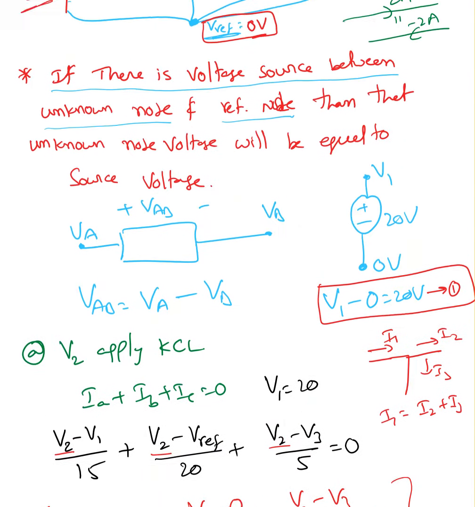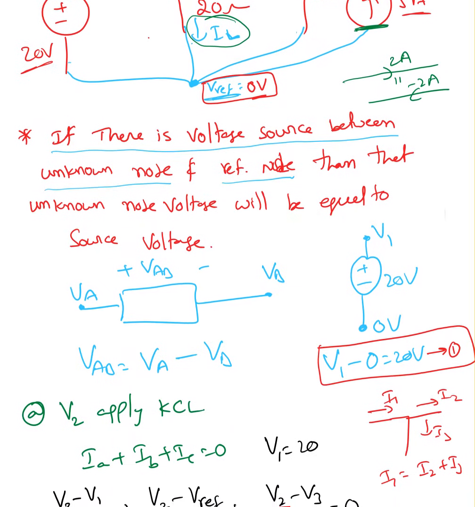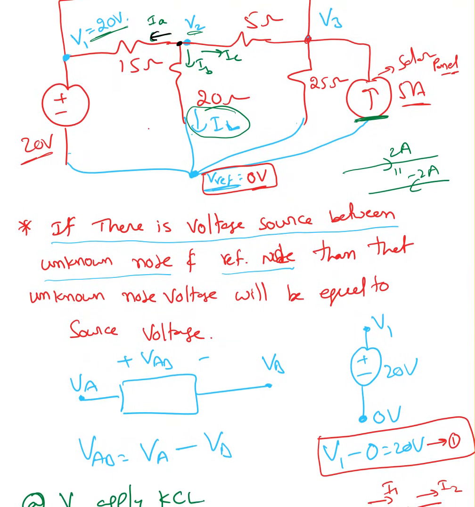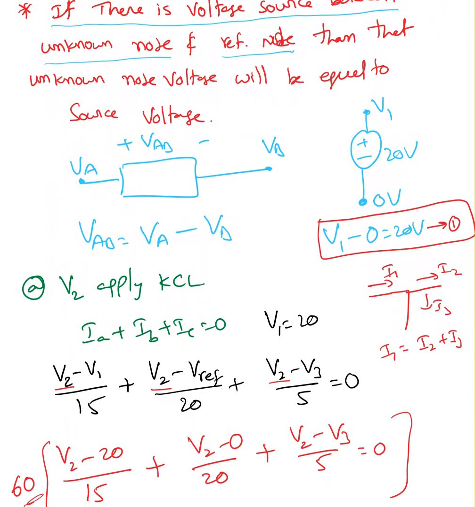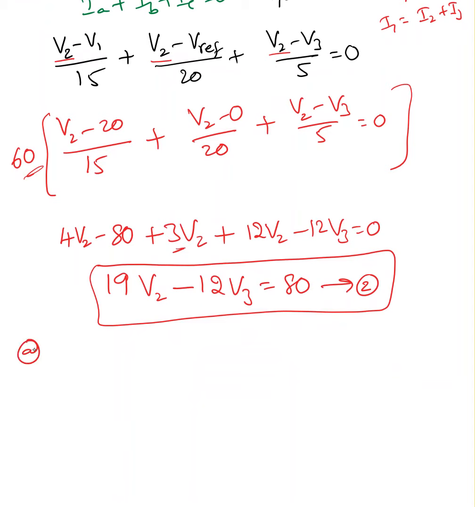Now at V3, if you look at V3, we have 4 nodes connected there and there is no voltage source between V3 and V reference. This is a current source, this is not a voltage source. Okay, so you need to apply KCL. If you have a voltage source, you don't need to apply KCL there. Okay, since it's a current source, at V3 apply KCL.